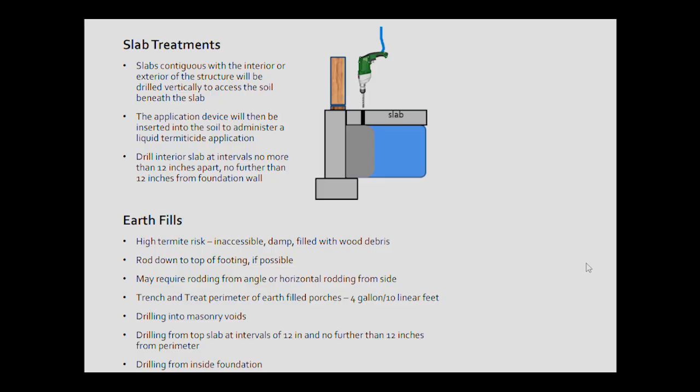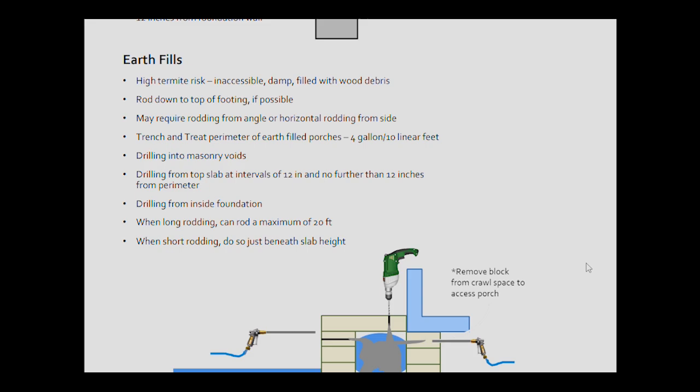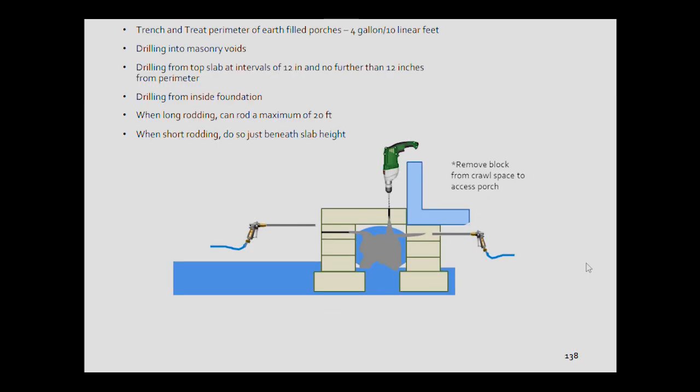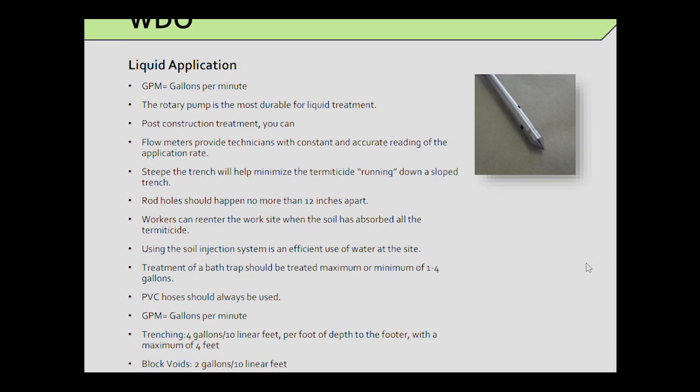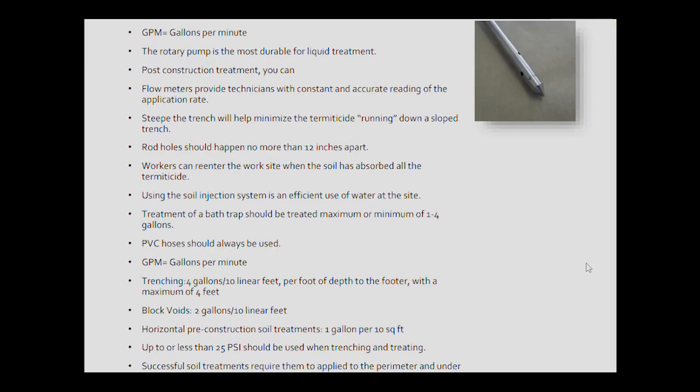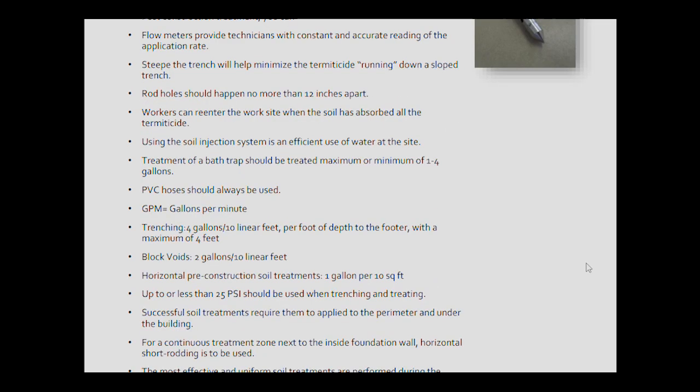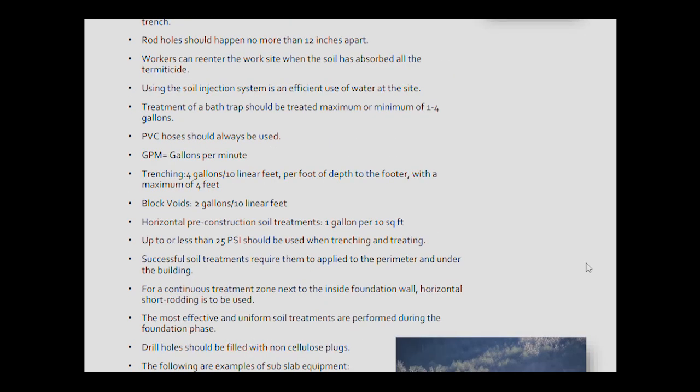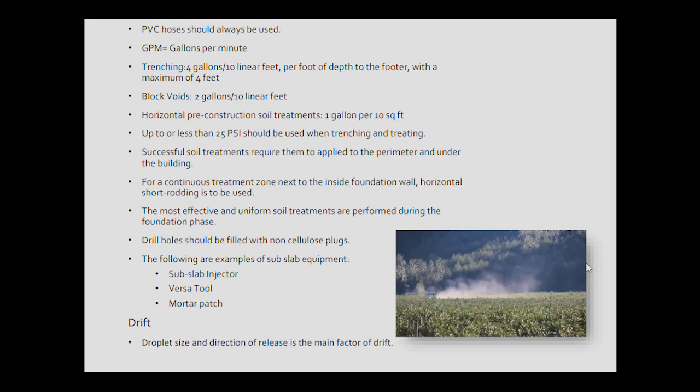When trenching around a building, the trenches should be at blank. Answer D, 6 inches deep and up to 6 inches wide. When forced to rod the soil around a structure, the rod holes should be, answer C, no more than 12 inches apart. Which product is most damaging to pumps? Answer C, wettable powders.